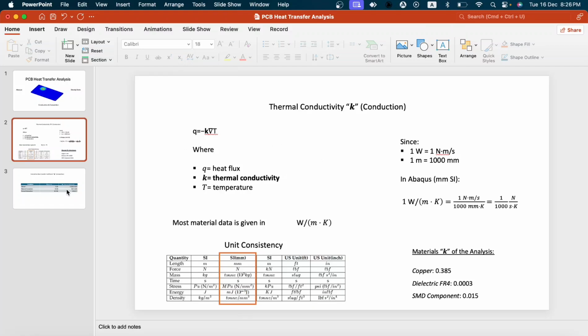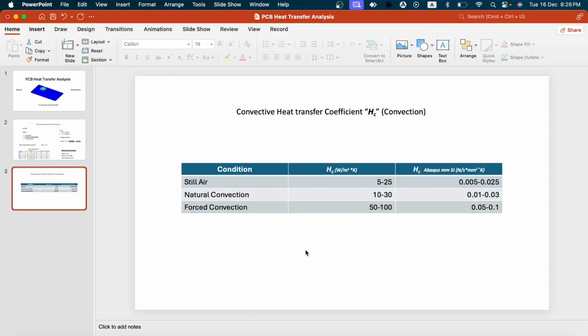Okay, so next we have to define the convection coefficient, heat transfer coefficient H with index 3. This is the coefficient that we will assign on the film condition that will simulate the convection between the air and the PCB of the external surfaces. We are not going to solve the CFD problem.